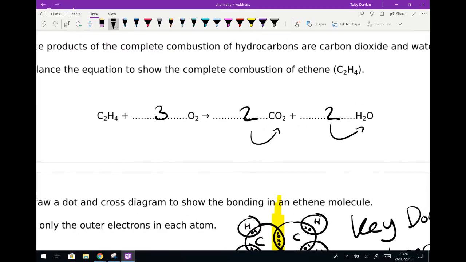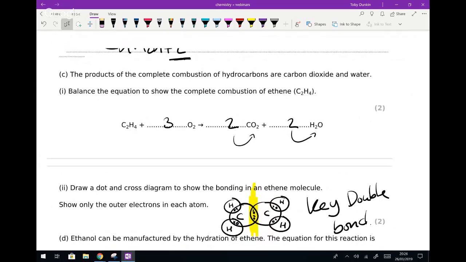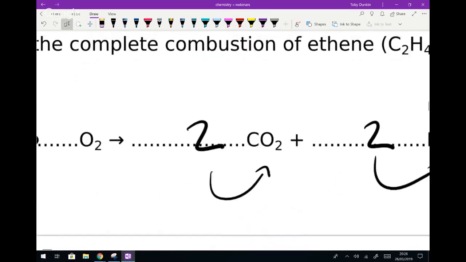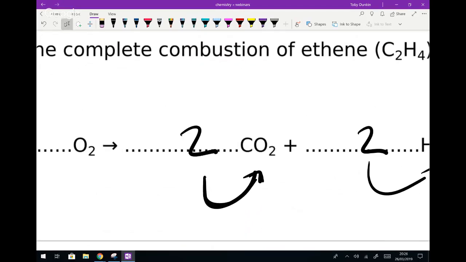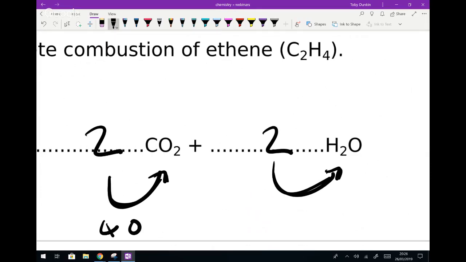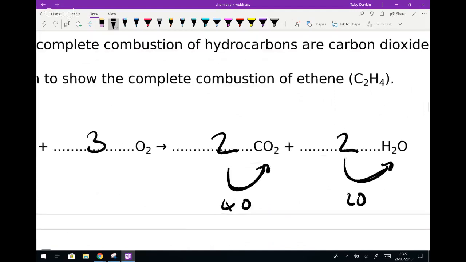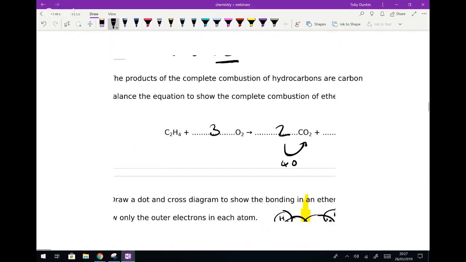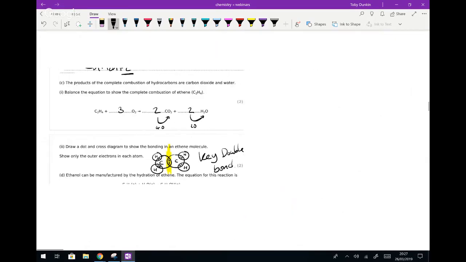Balance the equation, pretty easy, but people can't count oxygen. Do watch out for your oxygens. There are 2 in each carbon dioxide, and you've got 2 of them there. So 2 CO2s is 4 O's, and then 2 waters is 2 O's. Total is 6 O's. I need 6 O's, and I get that by having 3 O2s. Do watch out.